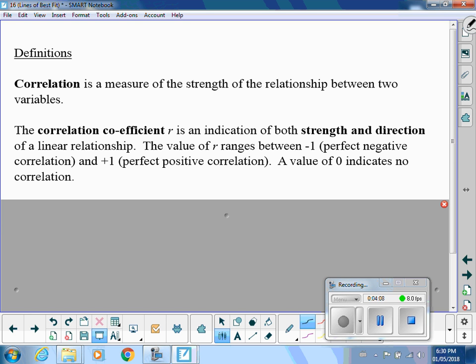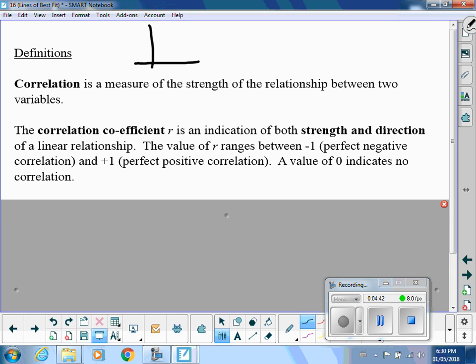The number that we get when we measure it, we call the correlation coefficient, and it's given the label R. So correlation coefficient R is an indication of both the strength and the direction of a linear relationship. It's not slope, but it is strength and direction. The value of R ranges between -1, and I'll show you some examples of that in just a moment, and +1.